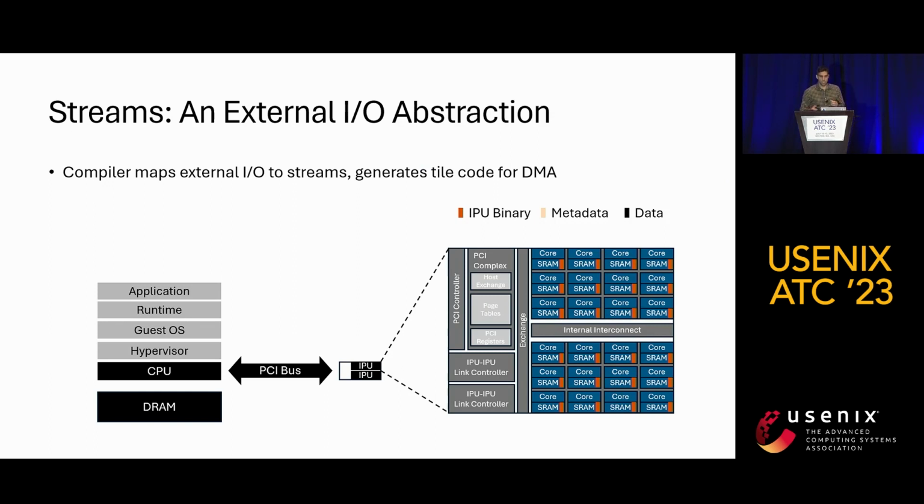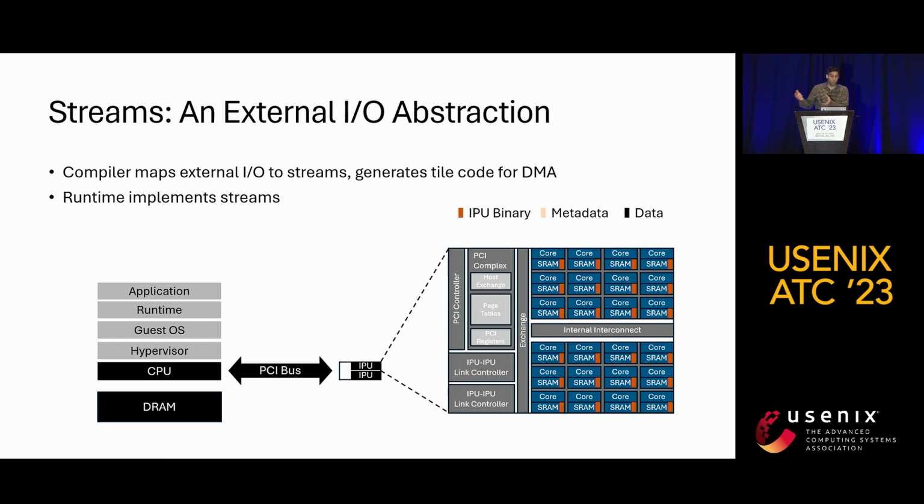The IPU software stack, which comprises the compiler and the runtime, introduces this abstraction of streams. In essence, the compiler takes input and output feeds. Think of it like a TensorFlow graph. It takes the input and output feeds and maps each one into a unique stream. And then it generates code that is part of the IPU binary that is triggered upon external synchronization events and generates DMA requests into host memory to fetch the data that it needs.